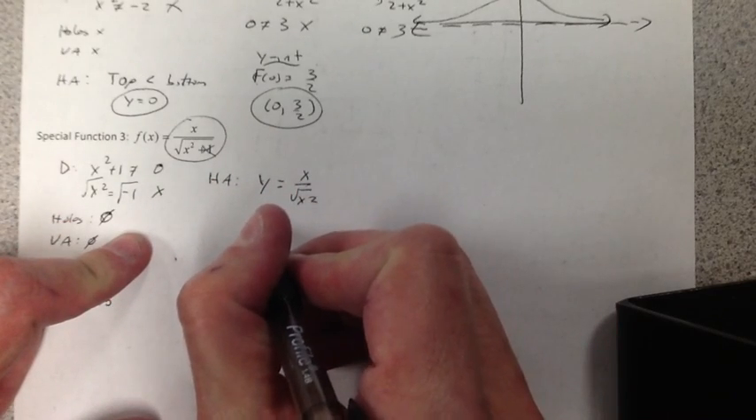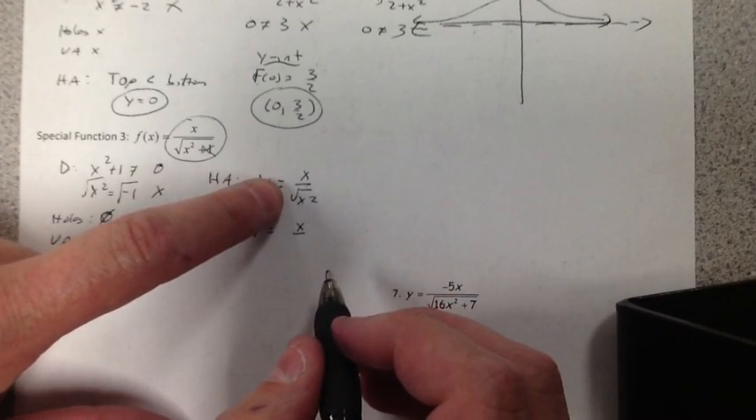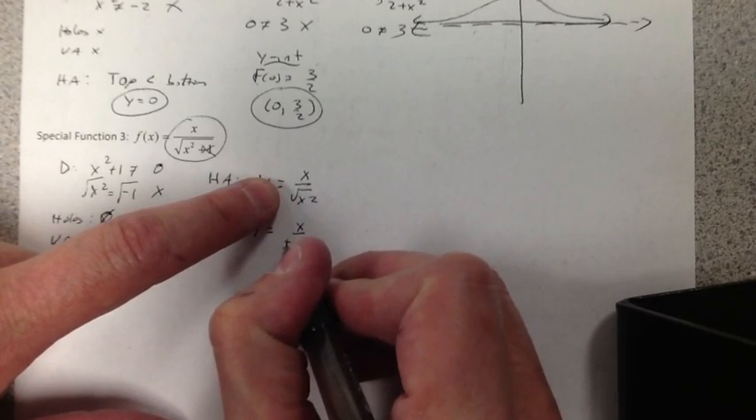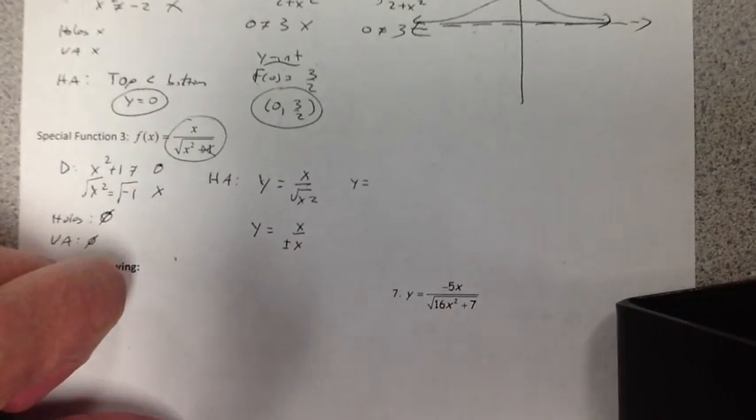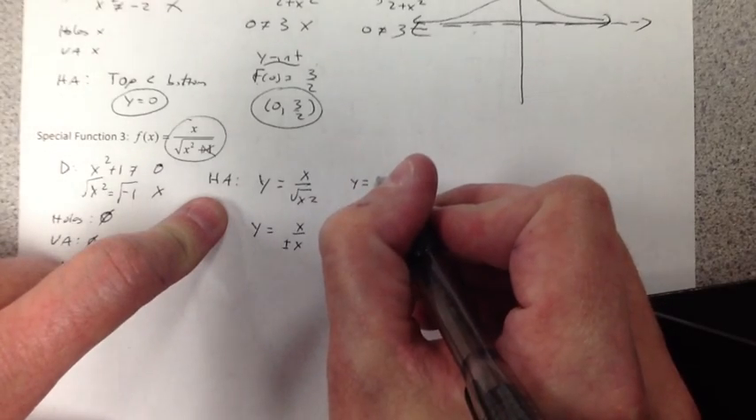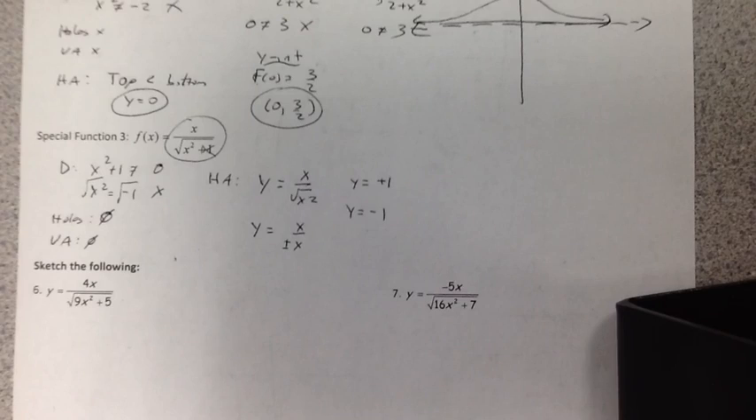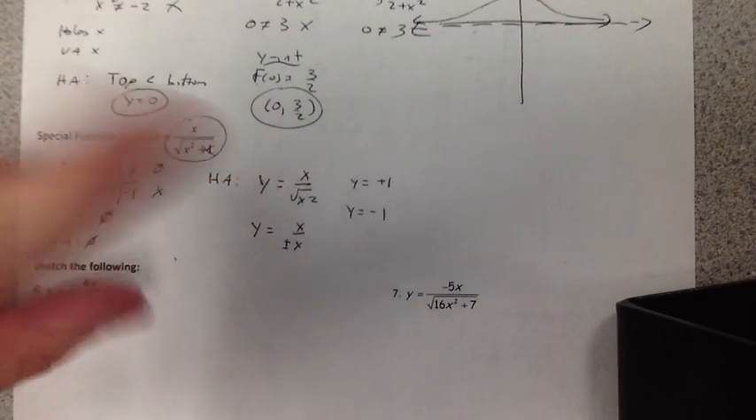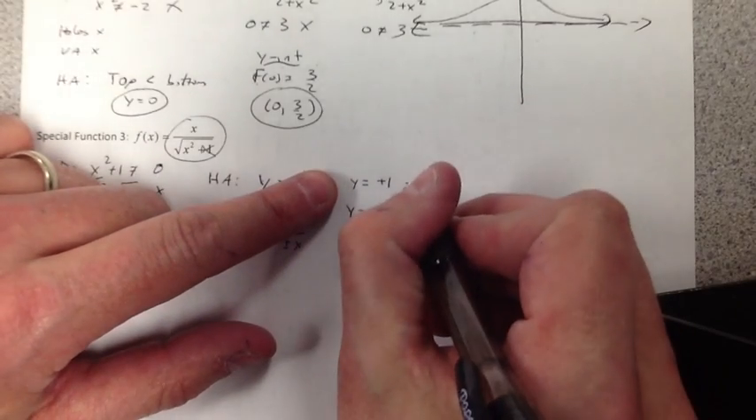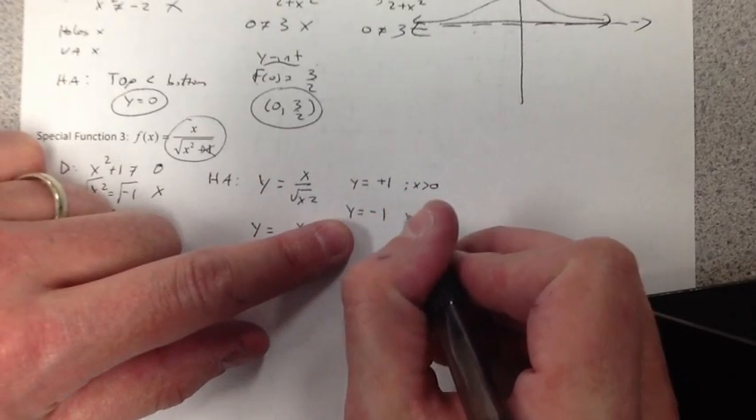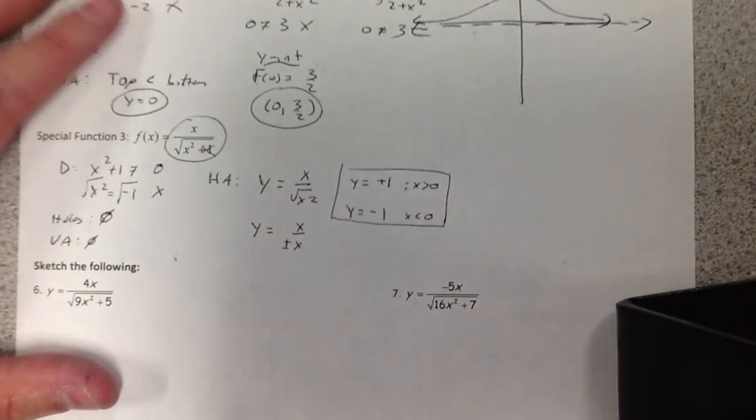Now, how does that affect us? When I write it, we get y equals x over, now what's the square root of x squared? Plus or minus x. And that's going to give us 2 horizontal asymptotes: y equals +1 and y equals -1. Just like when we did the absolute value one, when is it positive? When x is positive. When is it negative? When x is negative. So these are our horizontal asymptotes.